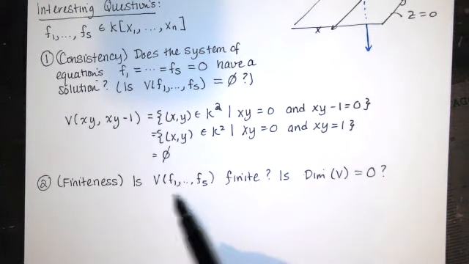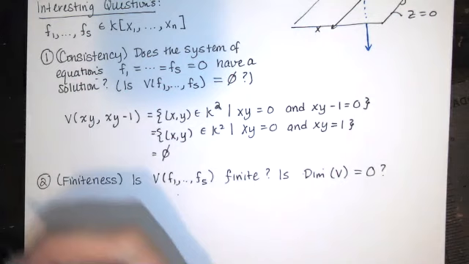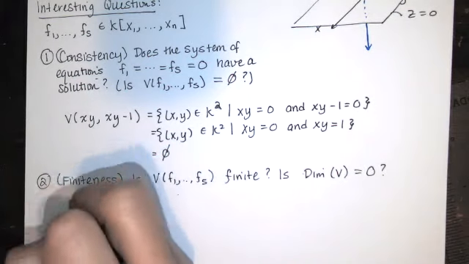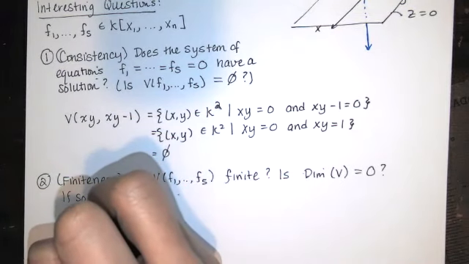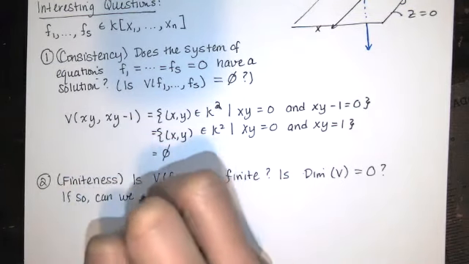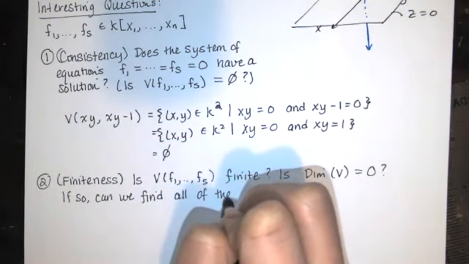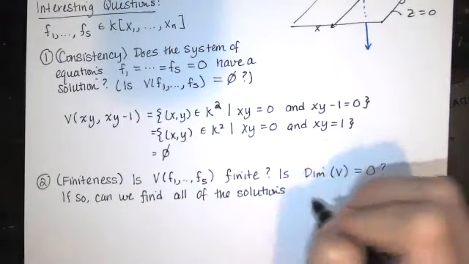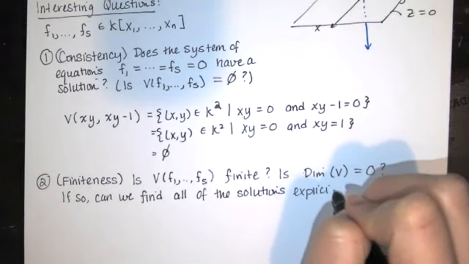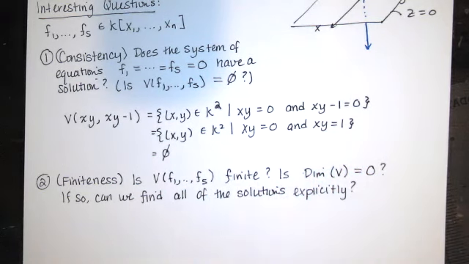And then we're going to say, if this variety is finite, or if the dimension of the variety is 0, so we have just a finite number of points in our solution set, the question is, can we find those solutions explicitly? When we say, can we find the solutions, we mean, can we write them down? Just list all of these solutions that belong to that affine variety.